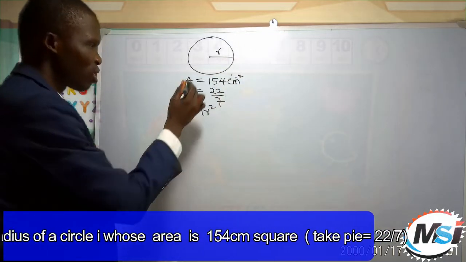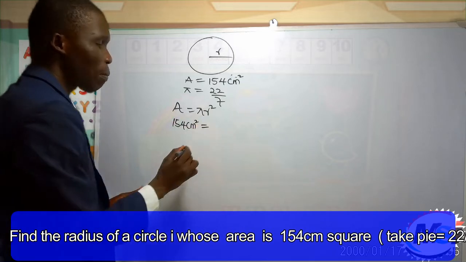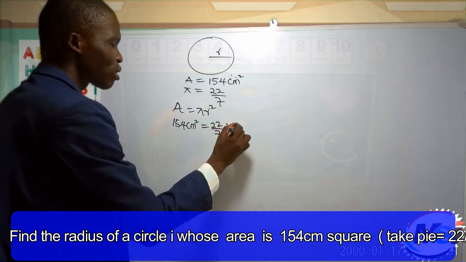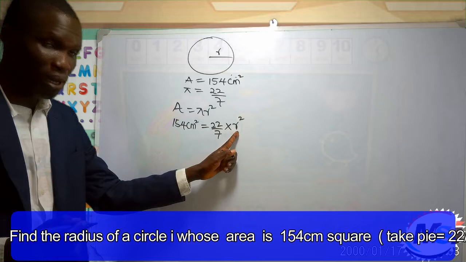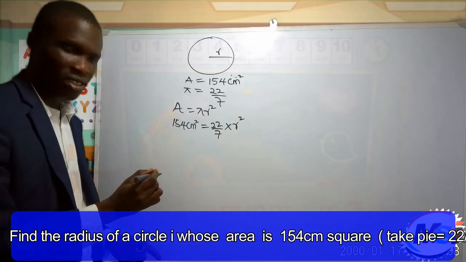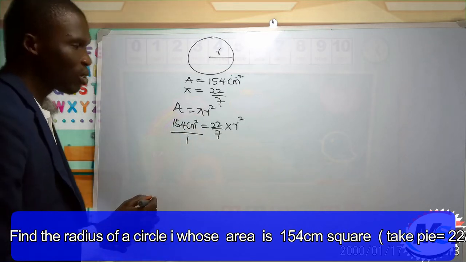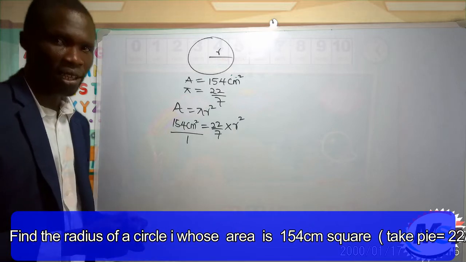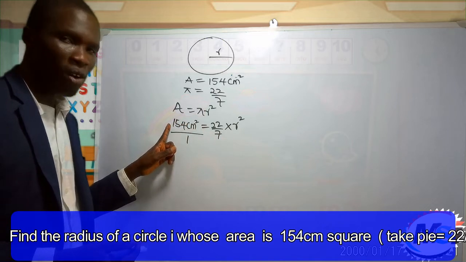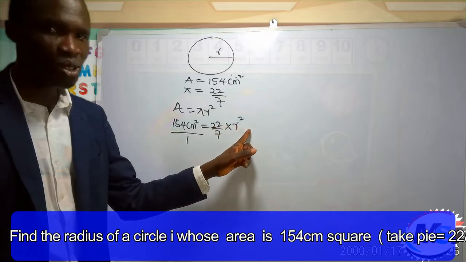That is A. So you put it here, 154 centimeter square, and pi is given to us as 22 all over 7 times r squared. Remember, we are looking for r, right? Now, I believe you are not sleeping, right? Okay. You divide this by 1 to make it fraction. Then you can do what we call cross multiply. When I say cross multiply, this 7 will go and multiply 154, and this 1 will go and multiply 22 times r squared. So let's do it.